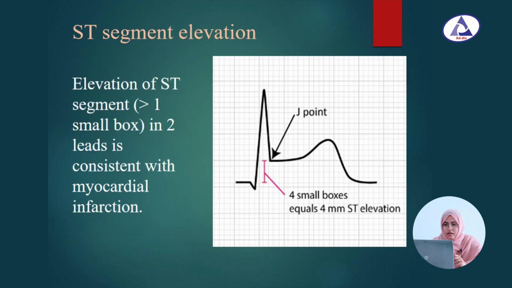Now the ST segment elevation. In the previous slide, I mentioned that the J point has a clinical significance. The elevation of the J point is known as ST segment elevation. In this picture, the J point has elevated by 4 mm. That means 4 mm ST elevation has occurred.